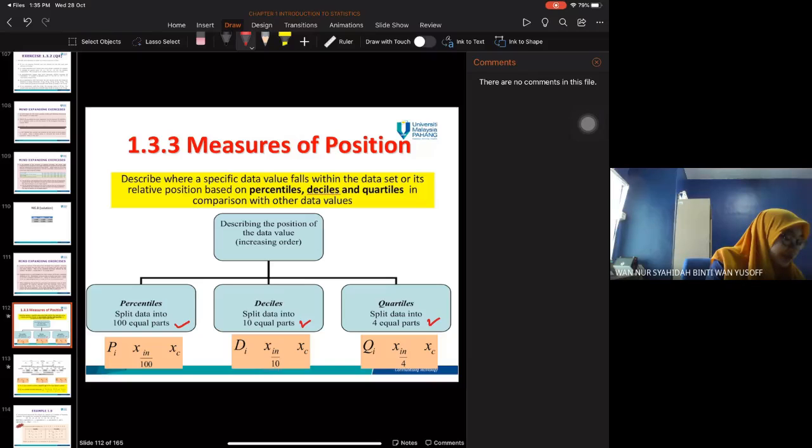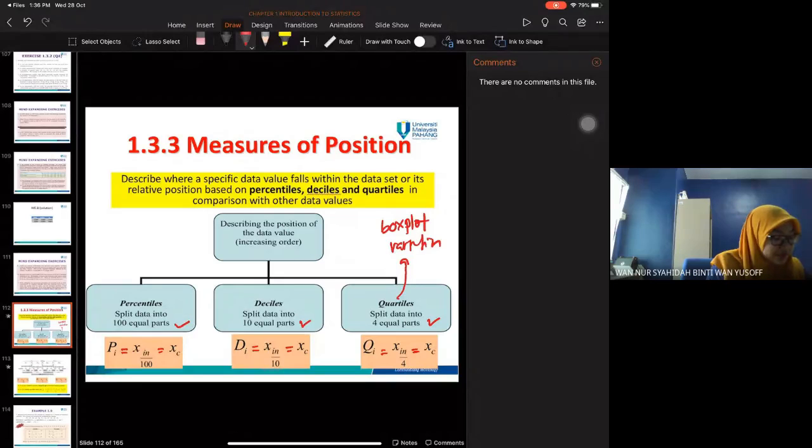So we use percentile a lot in education, for example, to know the position of the student. Decile, we don't use a lot. But quantile, we also use for variation, as I said, and also for the box plot later in 1.4.